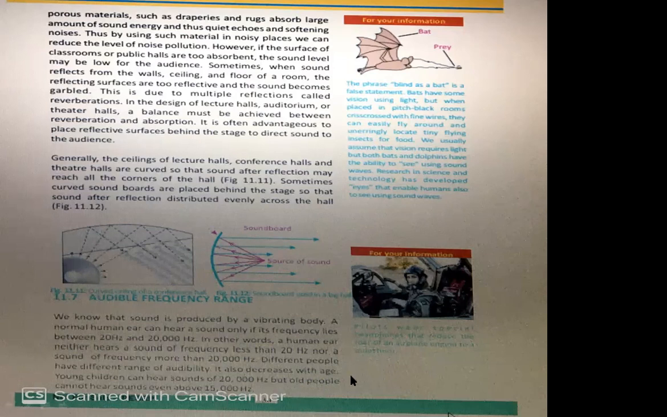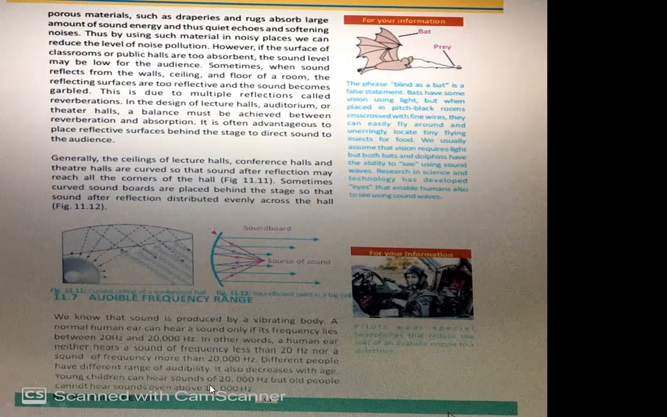It also decreases with age. Different people have different ranges of audibility. So a human ear cannot listen to less than 20 hertz and cannot listen to more than 20 kilohertz. This is called the audible frequency range. Some people have a different range because it also depends upon age.